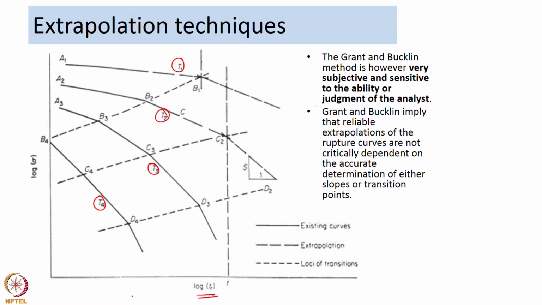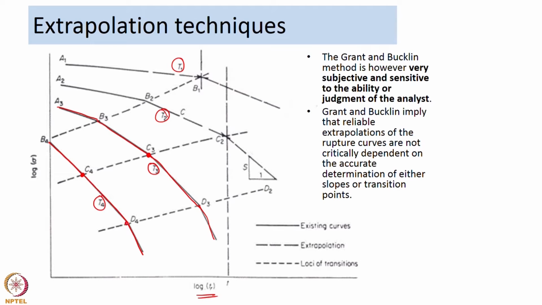So, what Grant and Bucklin are saying is you can look at this curve as a combination of linear segments. This is one linear segment, this is another linear segment, this is another, and this is another linear segment. This is data corresponding to temperature T3, and similarly for the data corresponding to temperature T4, they are saying you can take this as one linear segment, this as another, and so on. In these segments you have these points which are the transition points.